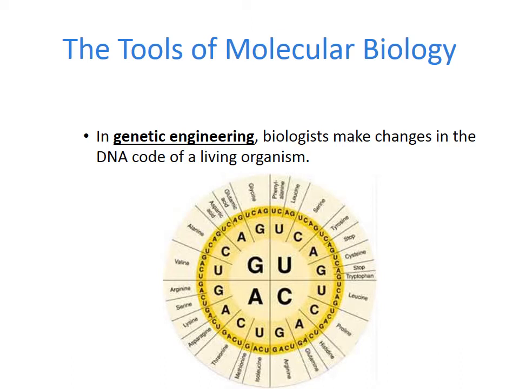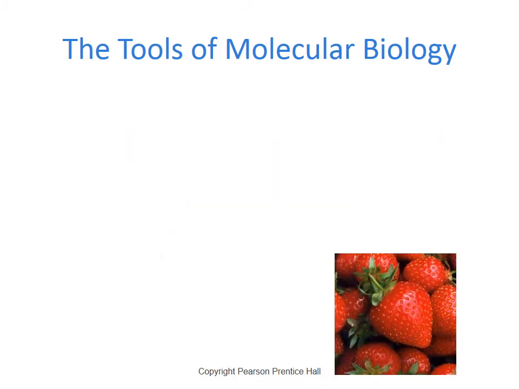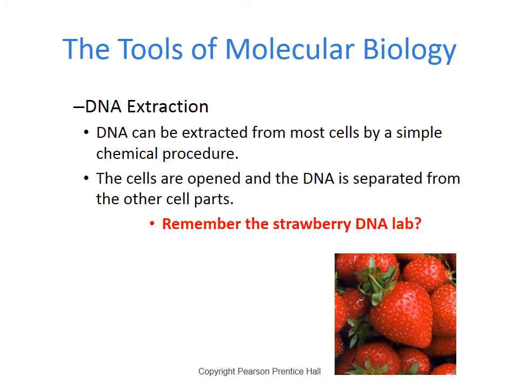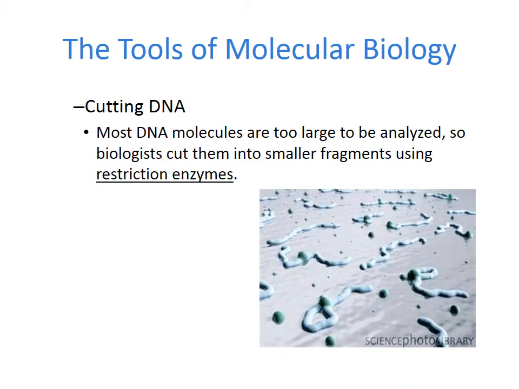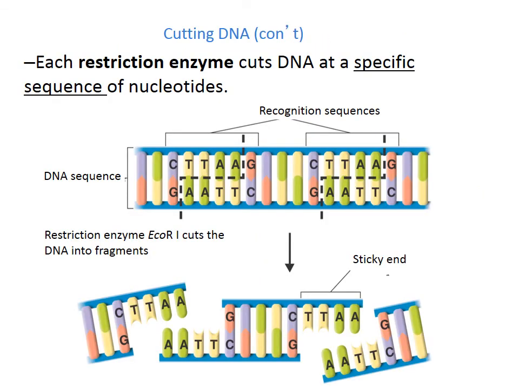Now remember, this right here is the genetic code, I've got a picture of. And so they'll make changes in that in the actual organism. So one of the things they're able to do is extract DNA. Cells are opened and the DNA is separated from the other cell parts. Then they cut the DNA using what are called restriction enzymes. Now remember, we have bacteria that can make these enzymes. And these restriction enzymes cut DNA at specific sequences.